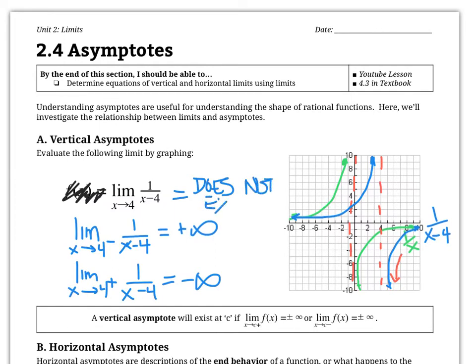So this is essentially another way of defining what an asymptote is. We can say a vertical asymptote will exist at some value c, so in our case up here it was 4, if the limit of the function approaches positive or negative infinity from the positive side, or as it approaches positive or negative infinity from the negative side, as we saw here. So here we saw that it approached positive infinity from the negative side, and it approached negative infinity from the positive side. So we say that a vertical asymptote is there because the limit approaches infinity from the positive or the negative side.